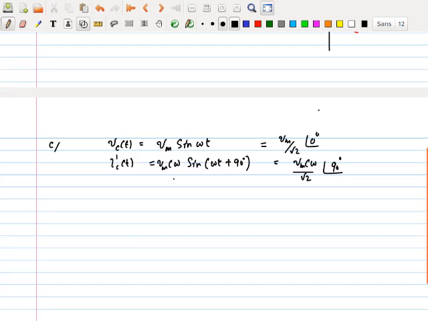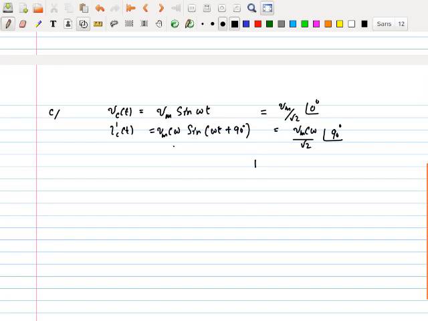So now I can draw the phasor diagram. Here, this is VC of t, which will have a certain amplitude, but the angle is 0. So this is VC. You probably would not put VC of t.